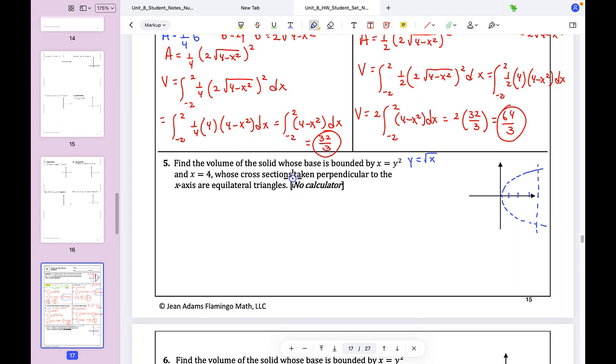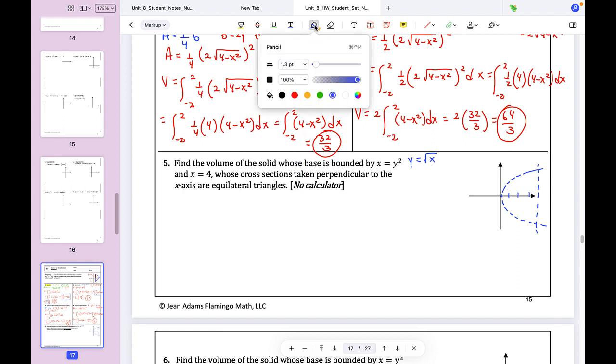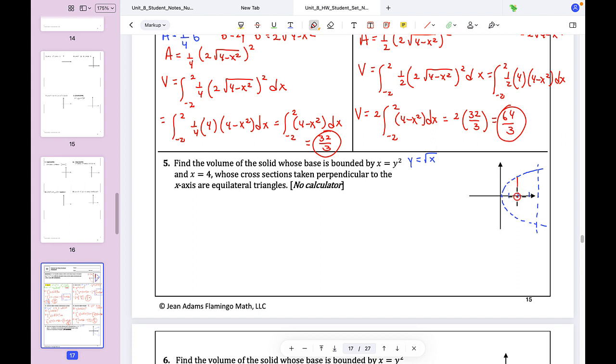Okay, cross sections are perpendicular to the x-axis and they're equilateral triangles. Okay, perpendicular to the x-axis. Equilateral triangles. Area of an equilateral triangle is the square root of 3 over 4 b squared.